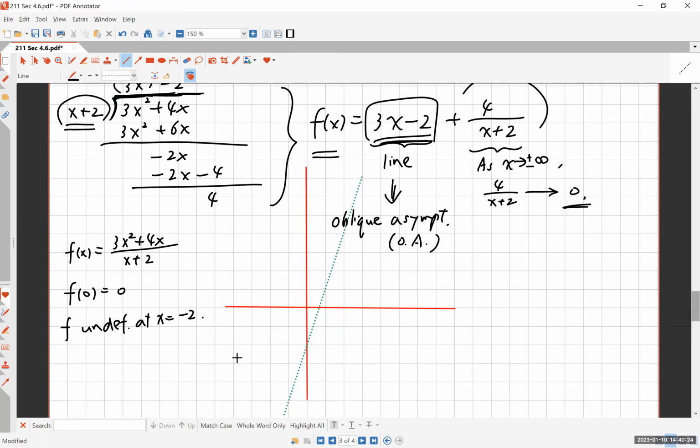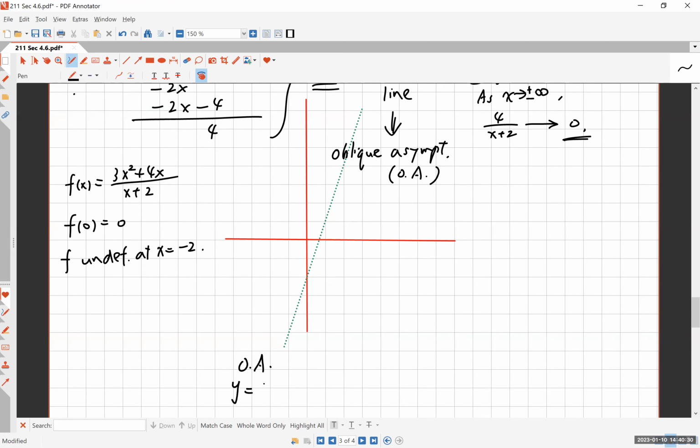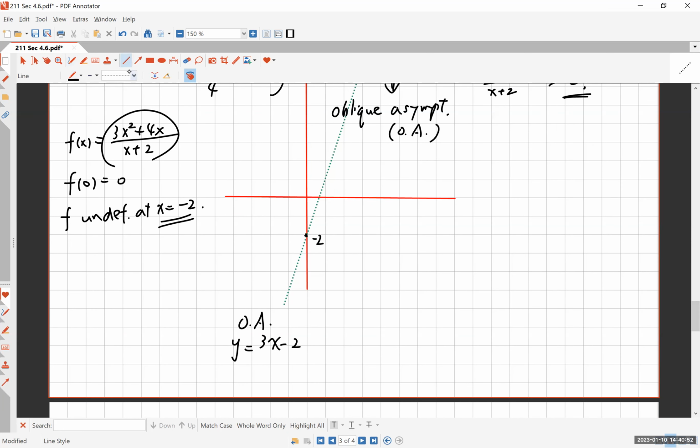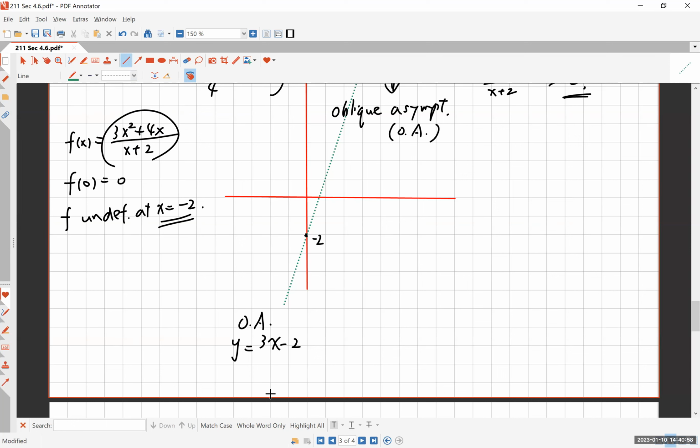Let me label that. Oh, that's not it. Okay. Oblique asymptote, which is y is equal to 3x minus 2, and this point is negative 2. Okay. Also, we are told that, well, we're not told, but if you look at this, as x approaches negative 2, f of x approaches infinity, positive or negative infinity, depending on which way you approach negative 2 from. So at negative 2, what you have is a vertical asymptote. So it's like this. Okay, and in fact, let me just extend this a little more. It's going to be like this.